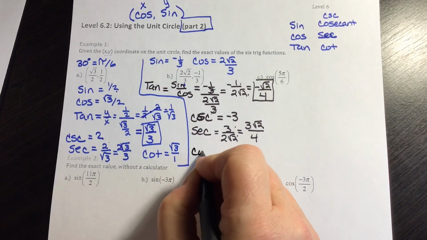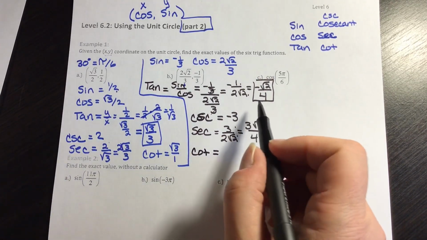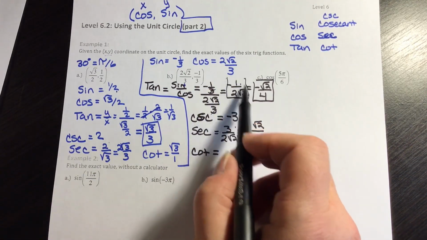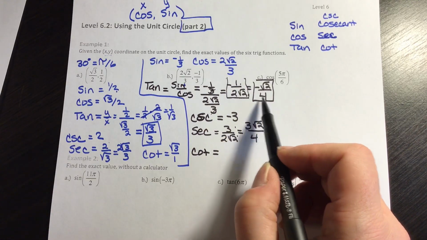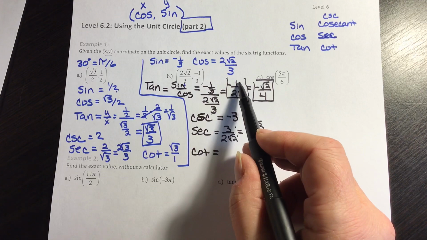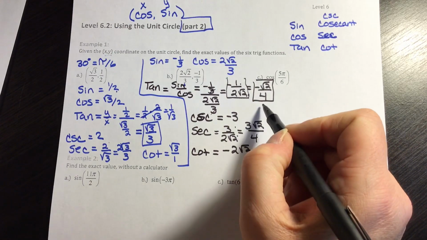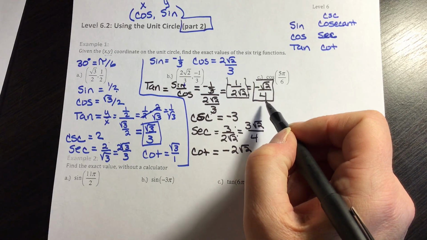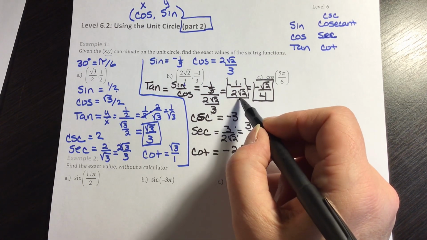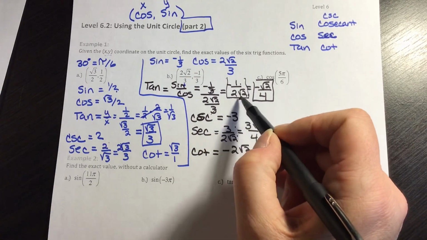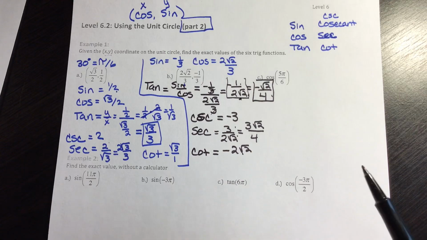And then I need cotangent. So cotangent is going to be the reciprocal of tangent. Well, if I look at this part in my tangent, I flip it around. I'm going to have 2 square root of 2 over negative 1, or just negative 2 square root of 2. Now I could have flipped this, but I would still have to rationalize the denominator, so it's easier to just work back with this one. So before I rationalized this denominator, if I flipped this part over, I now have my cotangent.